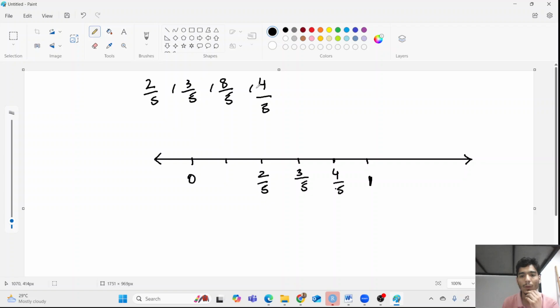But what are we going to do upon 8 upon 5? 8 upon 5 का हम क्या करेंगे? अब basically what you have to do is you have to divide from 1 to 2 again, or else how can we write 8 upon 5 in mixed fraction? Mixed fraction में हम 8 upon 5 को कैसे लिख सकते हैं?